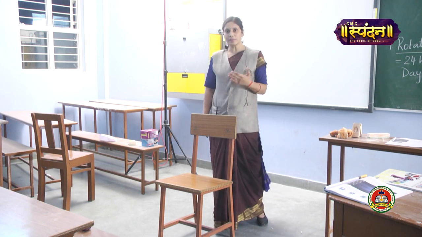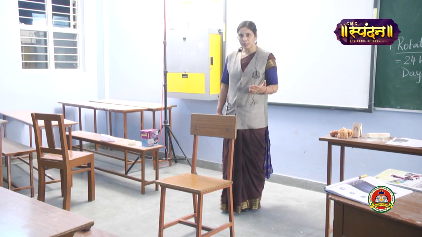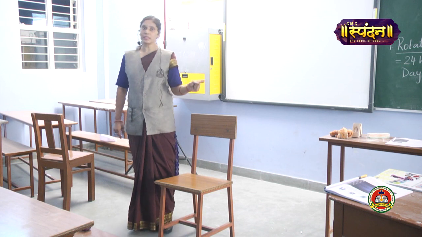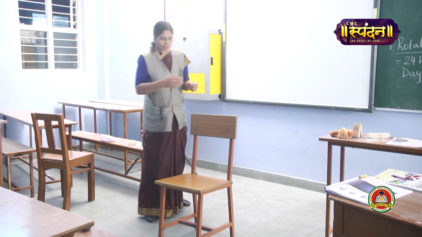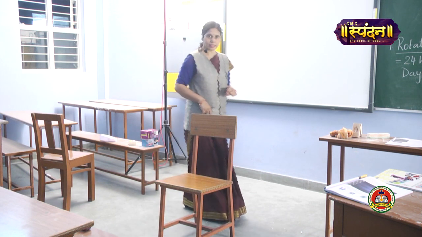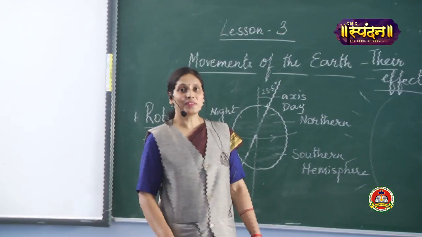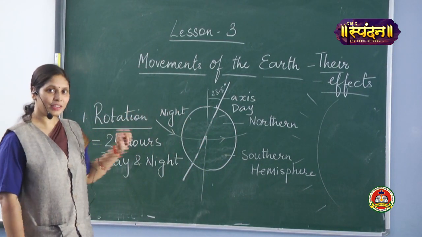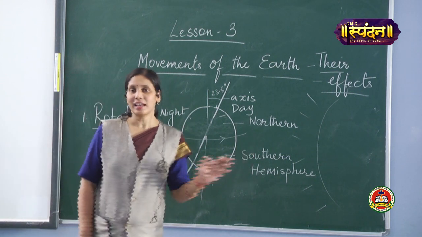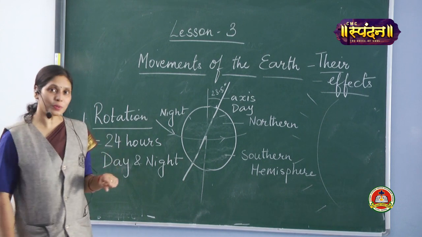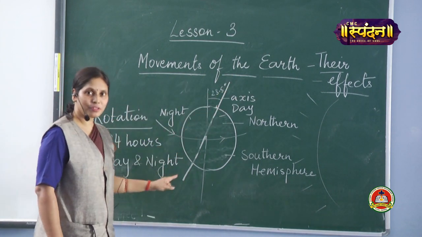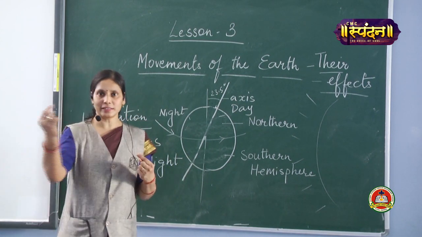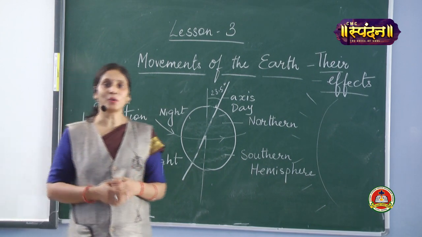So let us once again revise what is revolution. Revolution means the earth taking the round of the sun. It completes one round in 365 1 by 4 days, and it takes the round in a fixed path called orbit, and it causes seasons. So children, till here we have understood that there are two movements of the earth, rotation and revolution. Rotation causes day and night and revolution causes seasons. We have also understood that the axis is an imaginary line which is passing through the center of the earth, and that the earth goes around the sun in a fixed path called orbit.